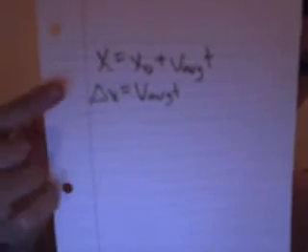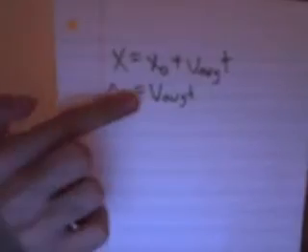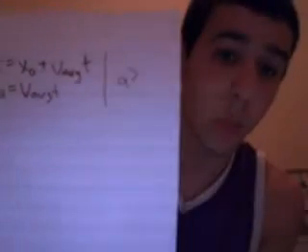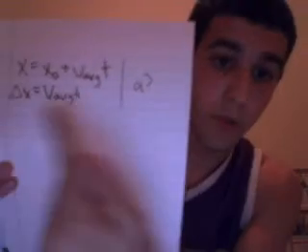Alright, change of x is equal to the average velocity times time. Now, why would you use this equation if you don't have acceleration? If you don't know acceleration whatsoever, but you know the rest of these, you can figure out for another variable.